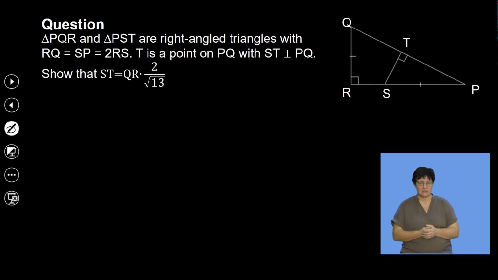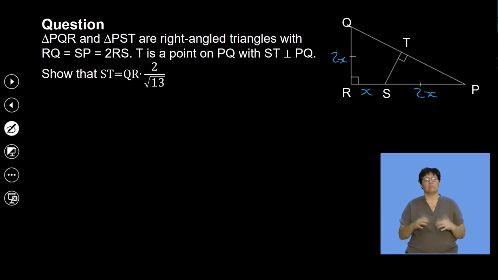The second question now wants us to do what? Prove that ST is equal to QR multiplied by what we have there. And we're going to use a ratio. But before that, I'm just going to quickly add what I know. That is x, that is 2x, and that is 2x, right? As we've done with the previous questions.